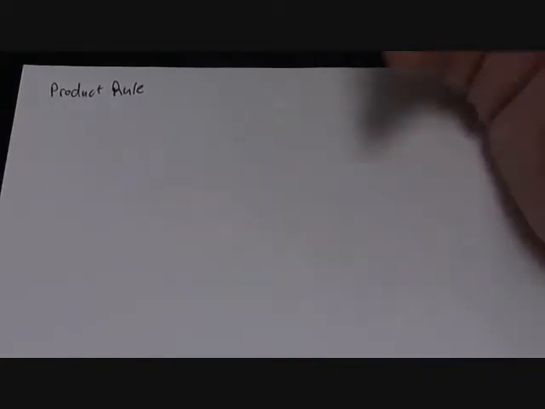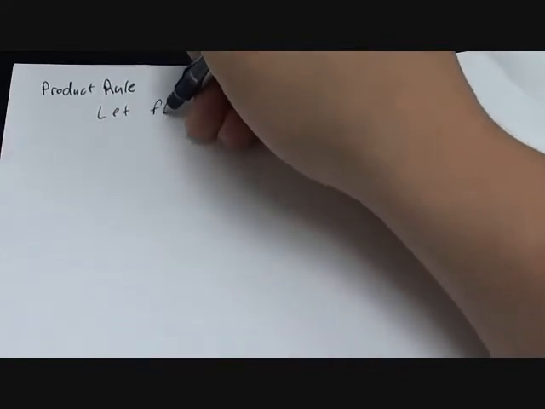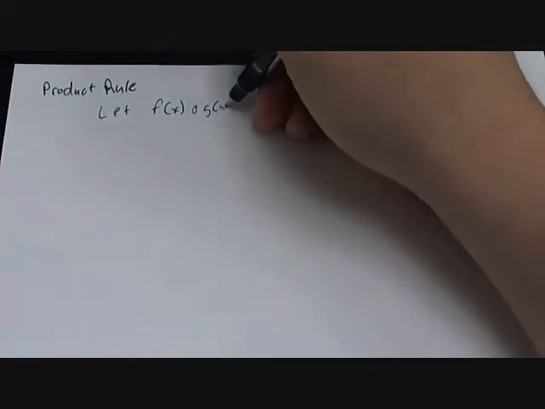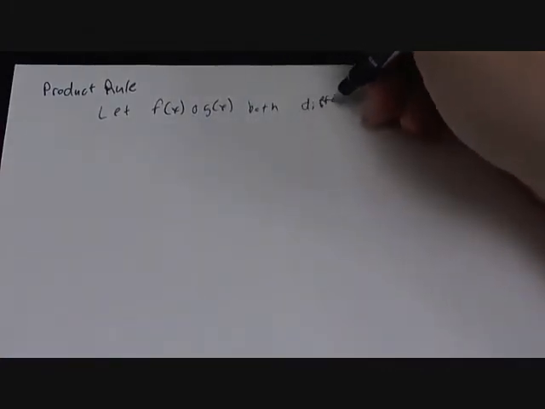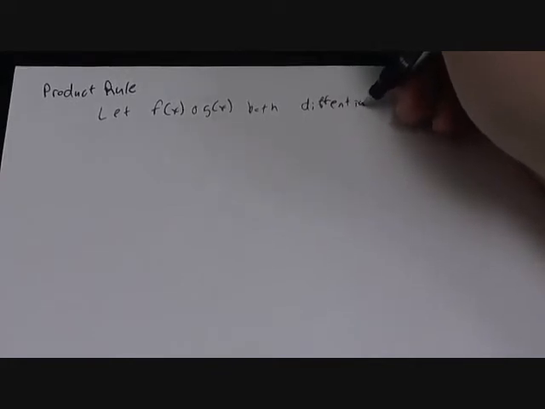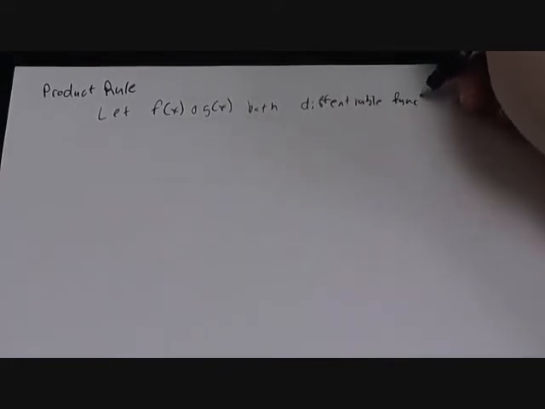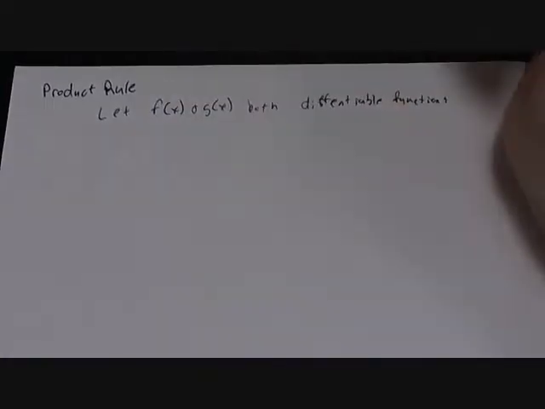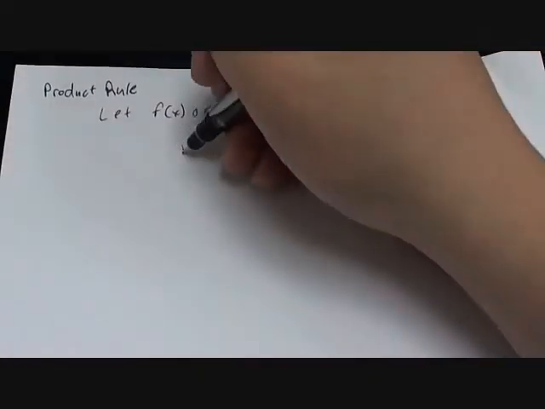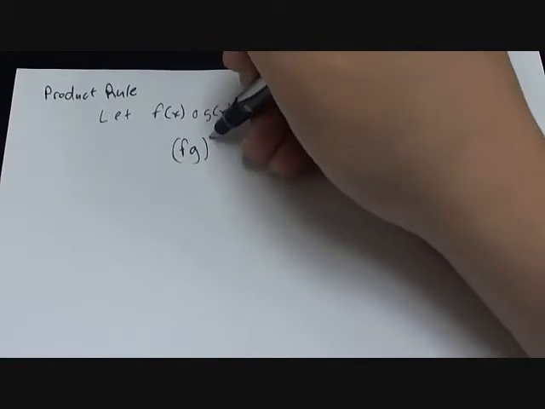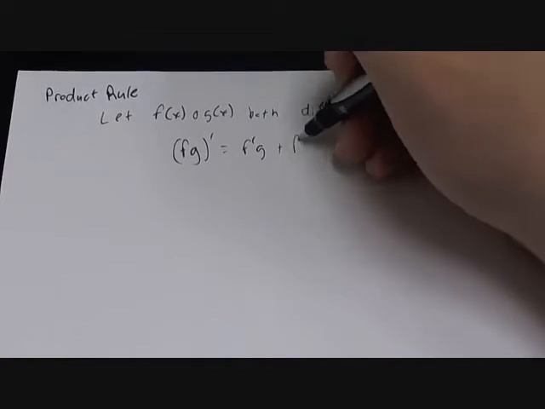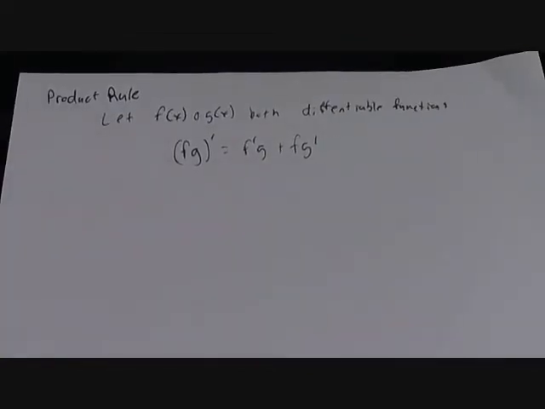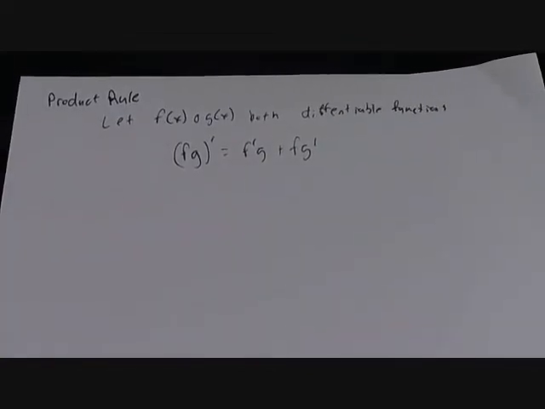Alright, product rule. The product rule says, let f of x and g of x both be differentiable functions. Alright, so if they're both differentiable, then the derivative of f times g is equal to f prime g plus f g prime. Remember, we have to keep it in this order because it will help us a lot when we do the quotient rule.